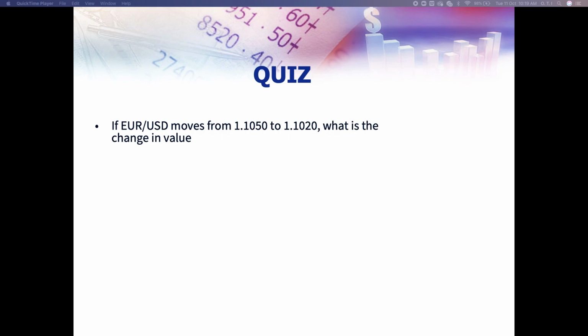Now the first question is, if EUR/USD moves from 1.1050 to 1.1020, what is the change in value? What is the change in value? Now the last question is, if USD/JPY moves from 106.10 to 106.90, what is the change in value?